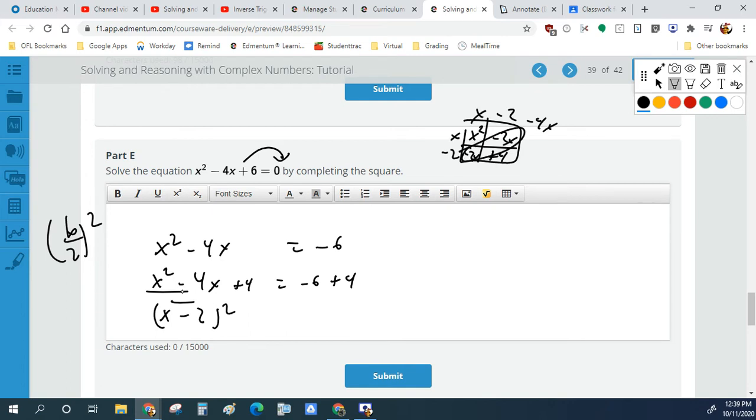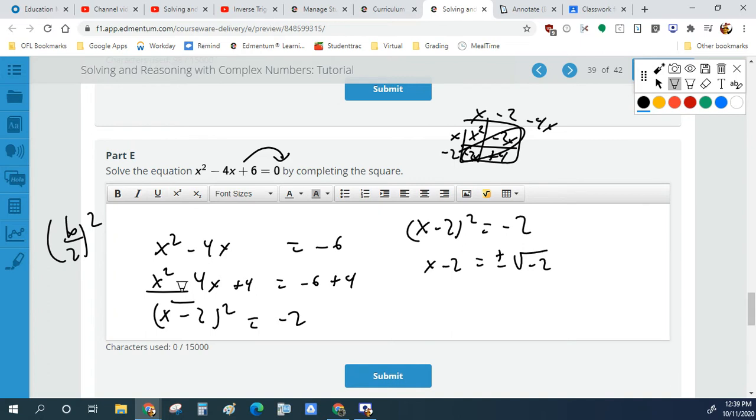So that's how come this half is important. And then from here, we're going to end up getting negative 2. So by answering this, we would say that x minus 2 squared equals negative 2. We're going to square root both sides. That's going to make us a plus or minus square root of negative 2.